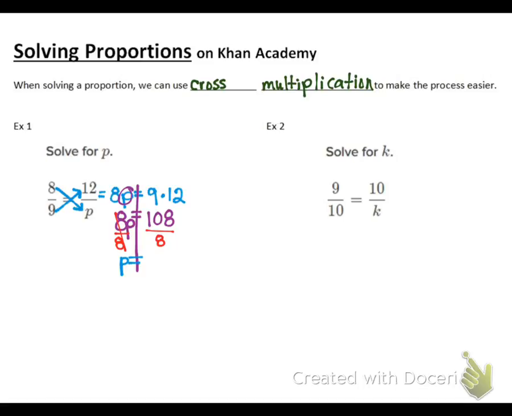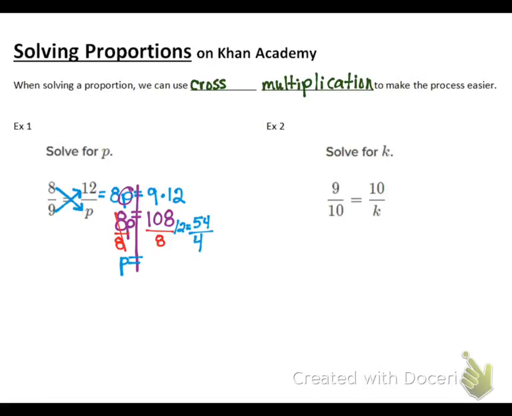Okay. So, because it's a decimal, I want to leave it in fraction form. So I now have to simplify 108 over 8. What are both of these numbers divisible by? 2. So what's 108 divided by 2? 54. And 8 divided by 2?